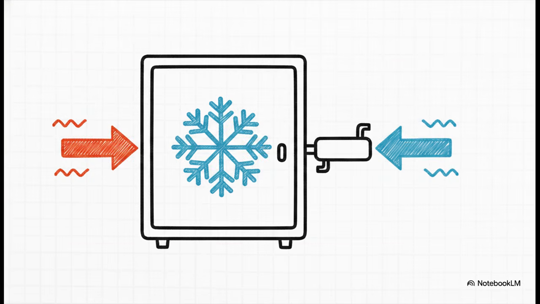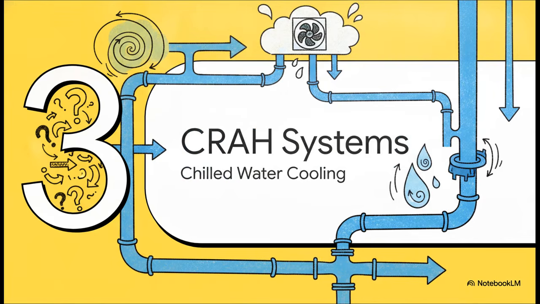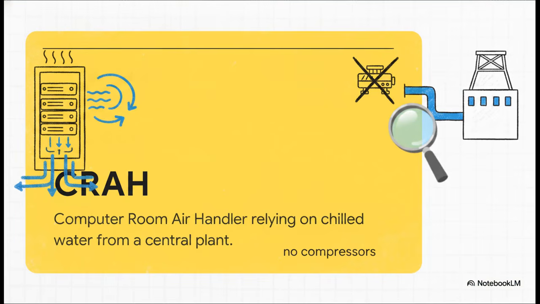So the crucial point is a CRAC unit actively creates its own cooling internally, because the active refrigeration components and compressors live right there inside the cabinet. It operates as a completely independent, self-contained air conditioner. Which brings us to Section 3, CRAH, chilled water systems. And yeah, I know, this is exactly where these industry acronyms start causing some serious confusion.